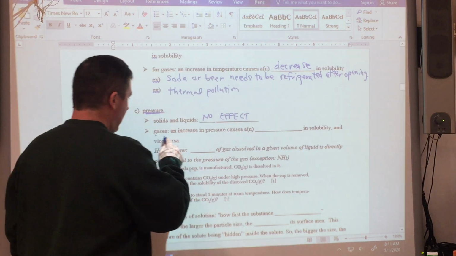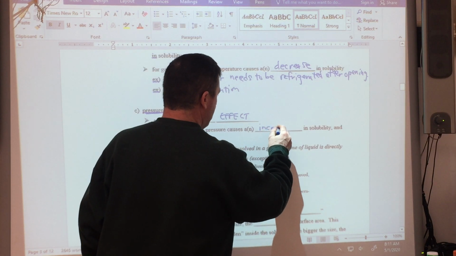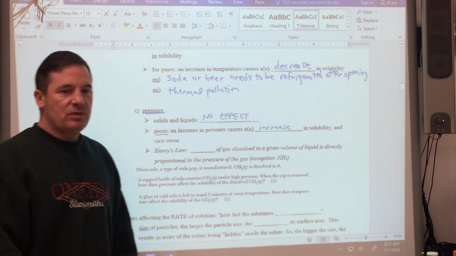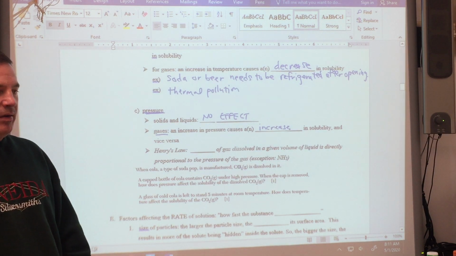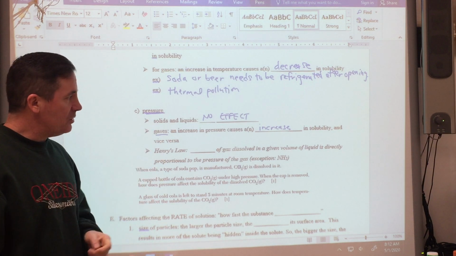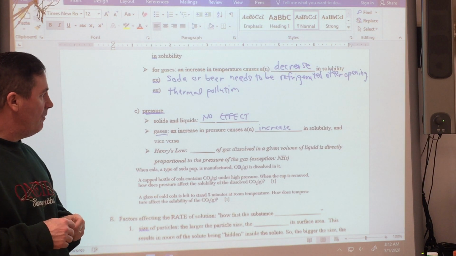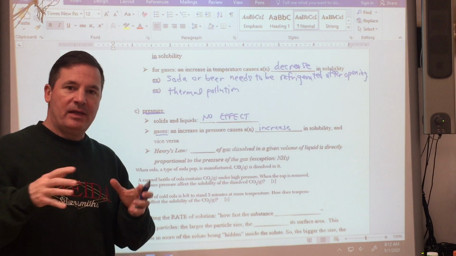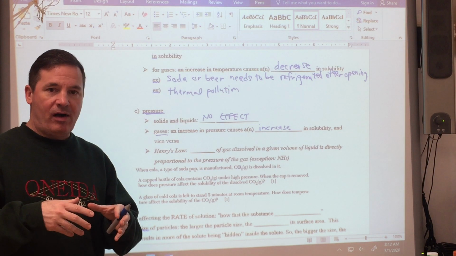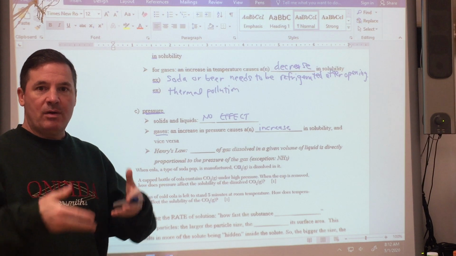However, in gases, an increase in pressure causes an increase in solubility, and vice versa. So the same thing is true of the soda. So we could use the soda as an example as well. Okay? So if I keep the cap on, that's essentially keeping the pressure where it is. If I take the cap off and I lower the pressure, that means the gases will come out of solution.